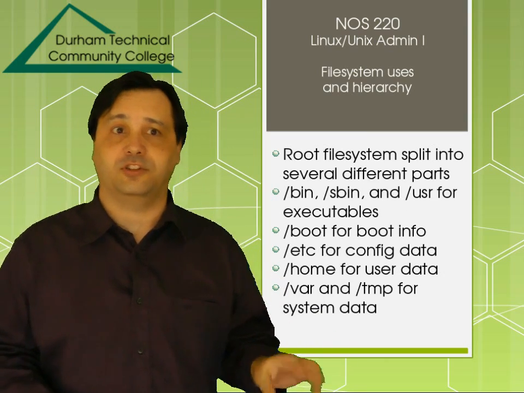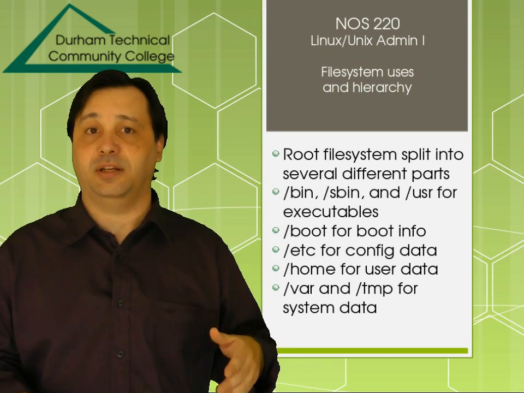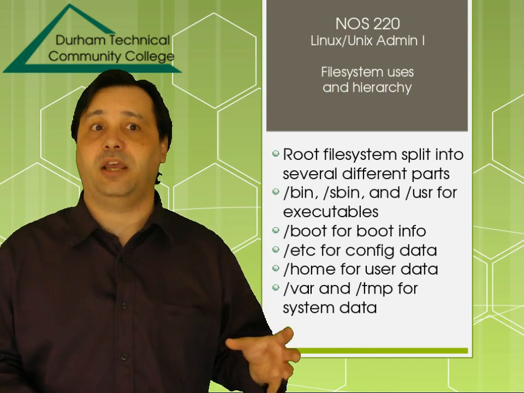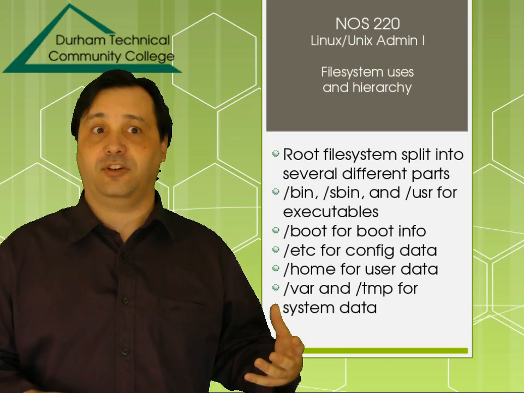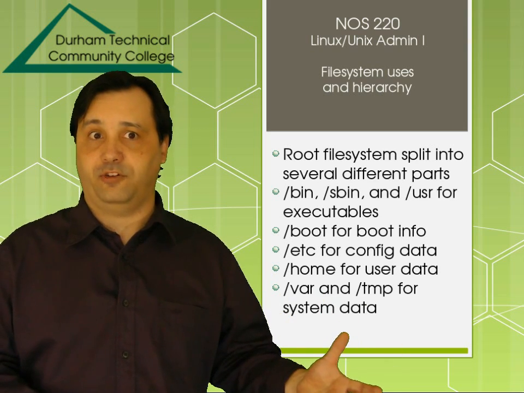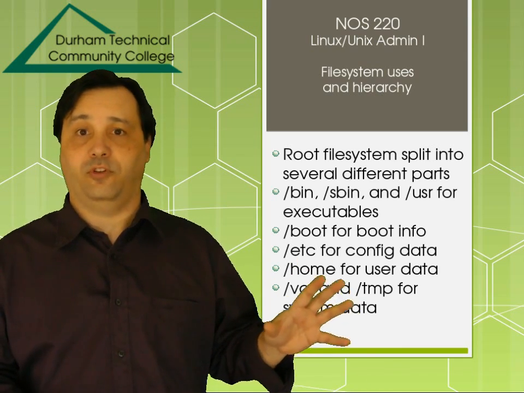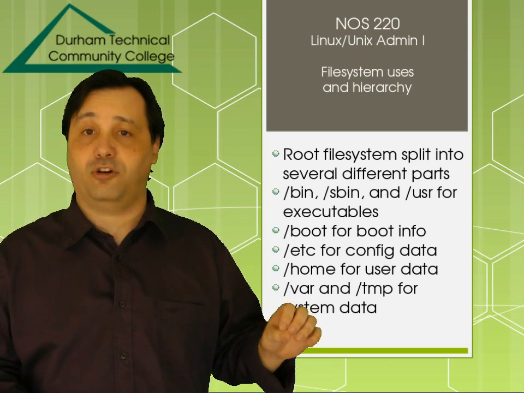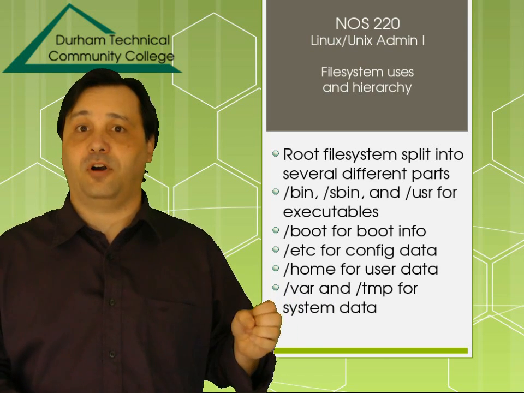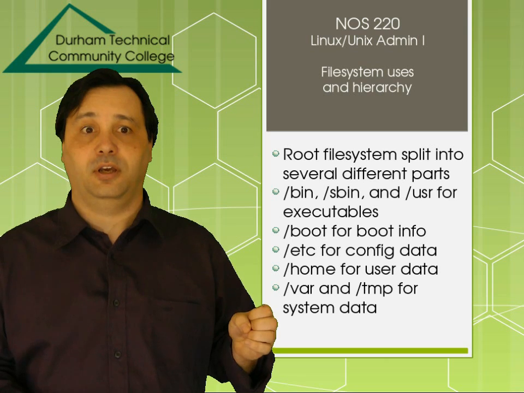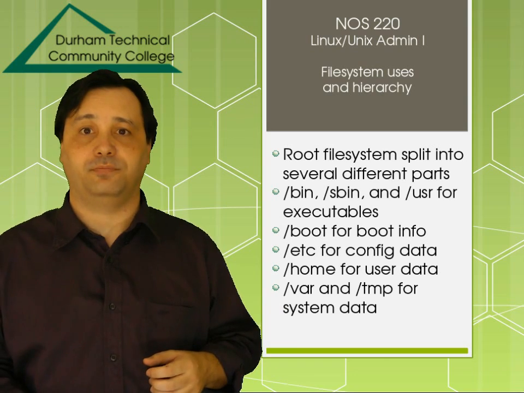Linux organizes the root file system into several basic parts. The /bin, /sbin, and /usr directories all contain executable files and the information that those files need to run. The /boot directory contains system boot information. The /etc directory contains configuration for the system. And the /home directory contains user data. Finally, the /var and /tmp directories contain data on ongoing system activities, usually temporary in nature.